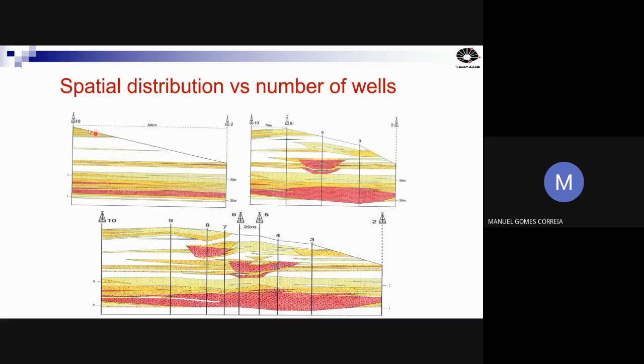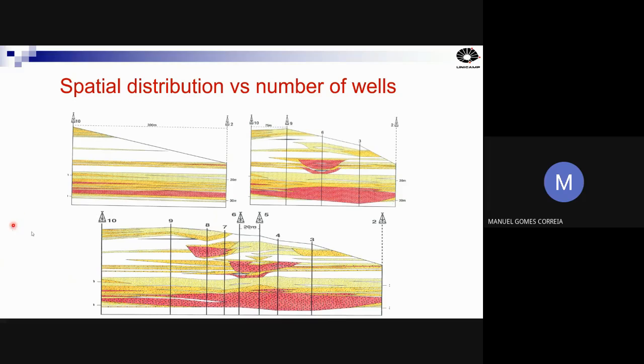So you can see that you have here well number 10 and well number 2. And then you have more wells here. So now, with more wells, you know what is here. And after you have all the wells here, you know exactly what is in there, with more features that are described in the reservoir, okay?